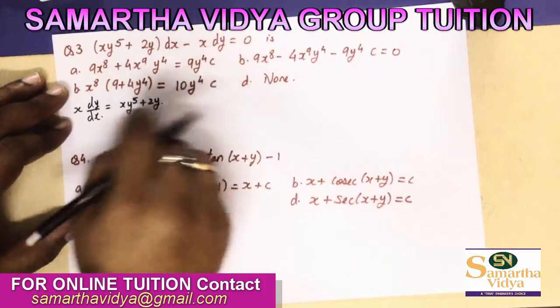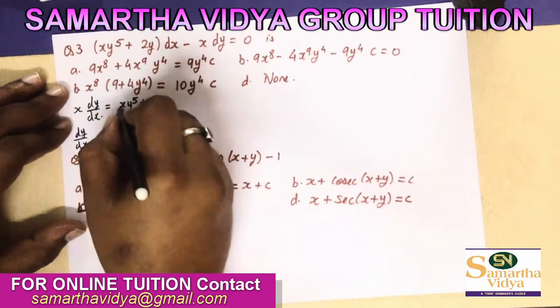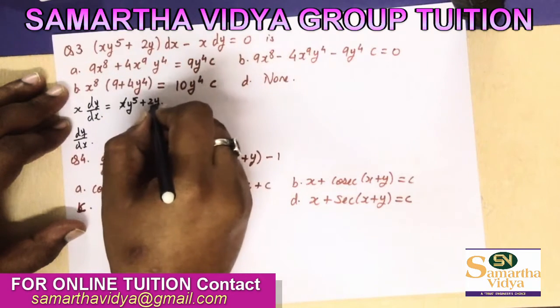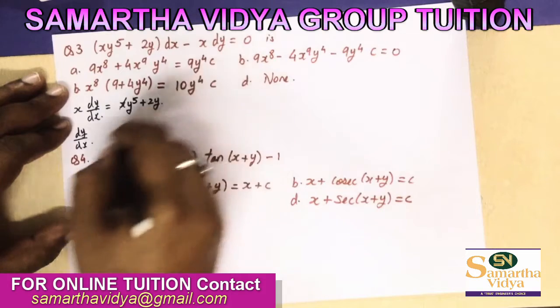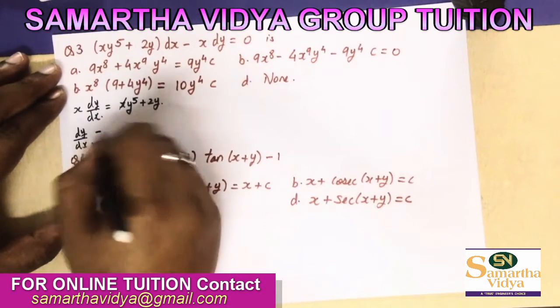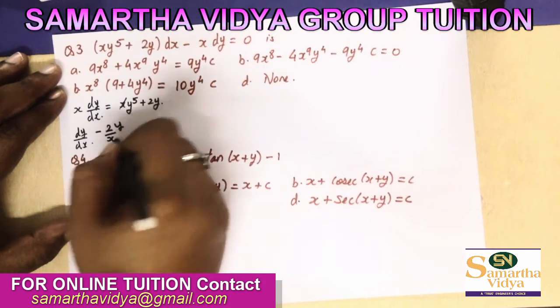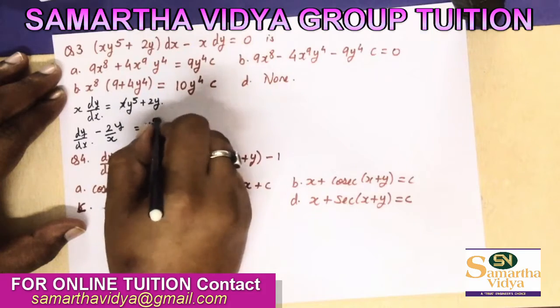Now I am going to be dividing by x, so I'll be getting dy by dx. This x gets cancelled out and this becomes 2 by y. After that, this 2y, I am taking it on the other side. So this becomes minus 2y by x is equal to y raised to 5.